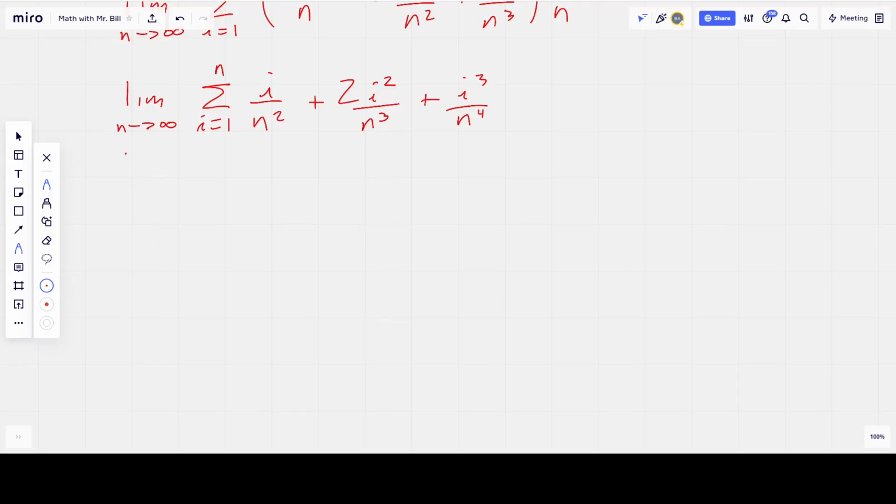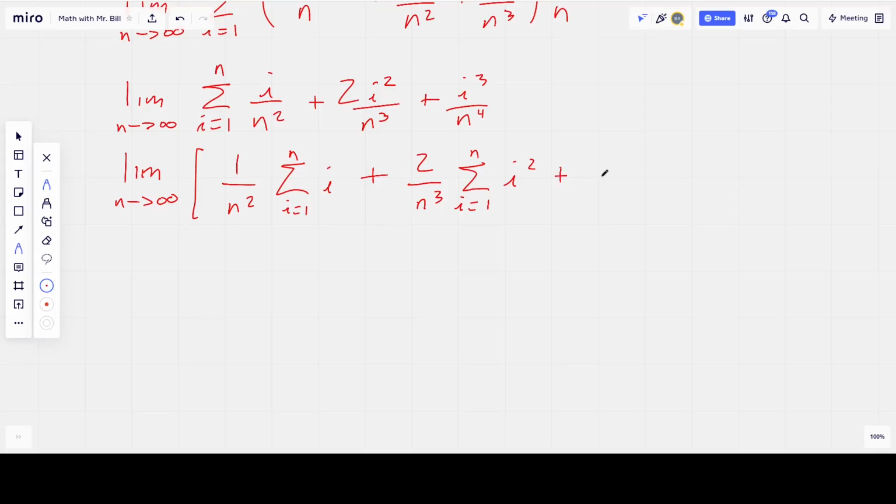So in this latest step here, for the first summation, we're going to get 1 over n squared times the summation of i, plus 2 over n cubed times the summation from i equals 1 to n of i squared. And then lastly, 1 over n to the fourth times the summation from i equals 1 to n of i cubed.